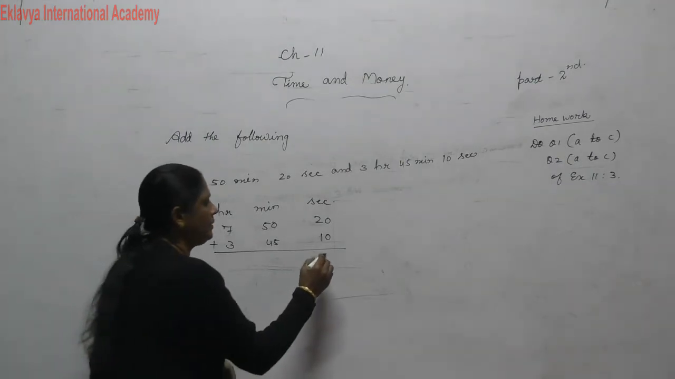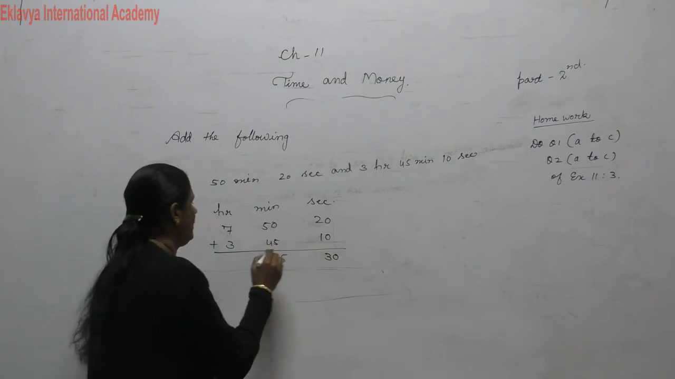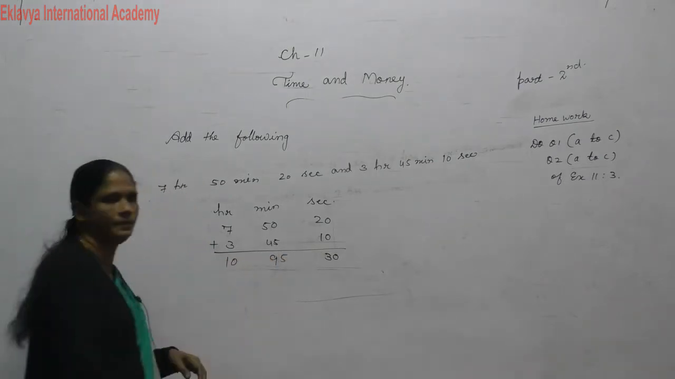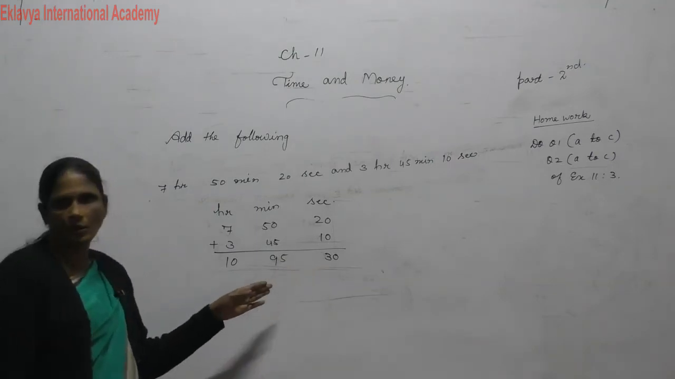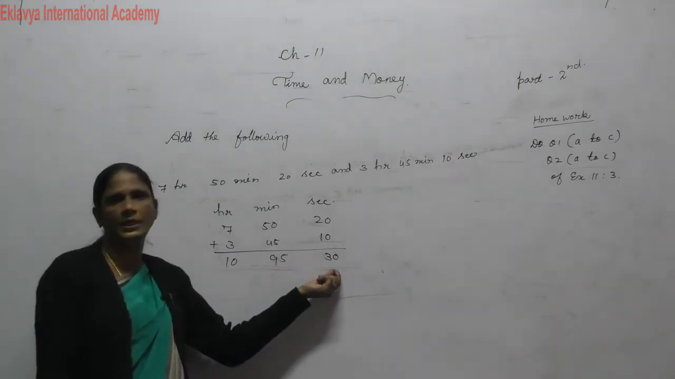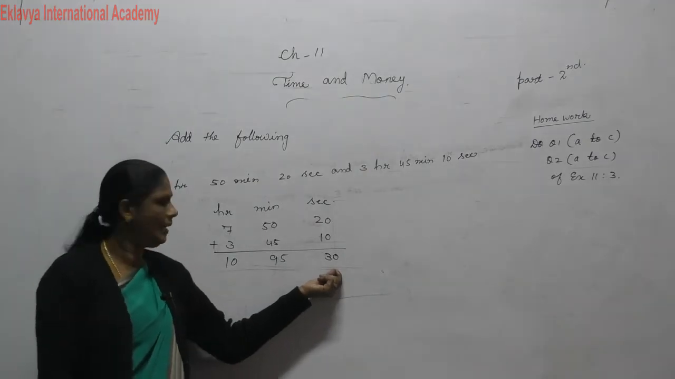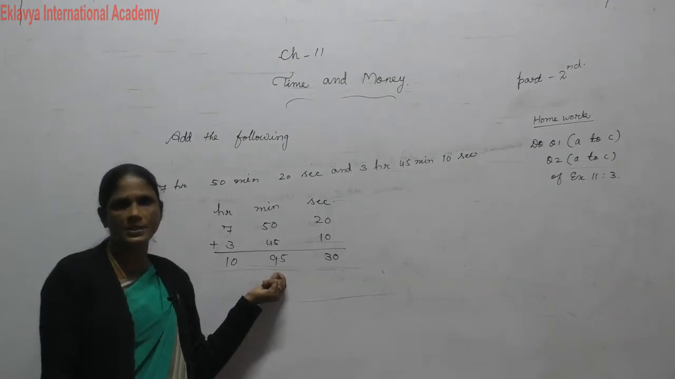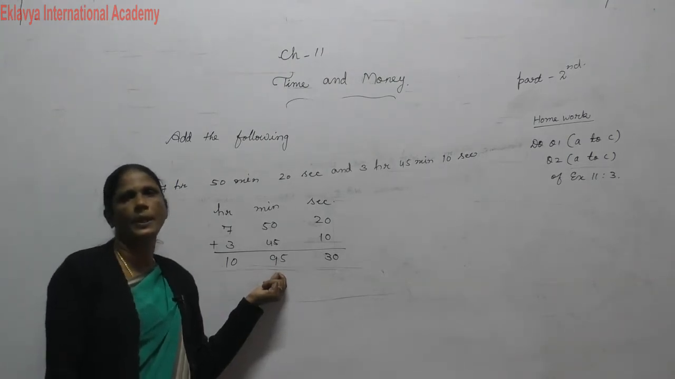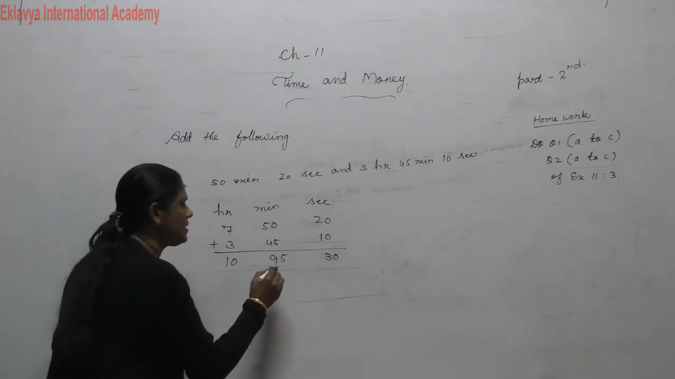Then here 30, here 95, here 10. Then you check your second and minute columns. Here 30 is below 60, so there is no change here. Then here 95 is above 60. Then you subtract here. Then we subtract 60.